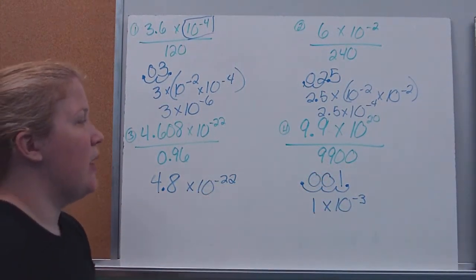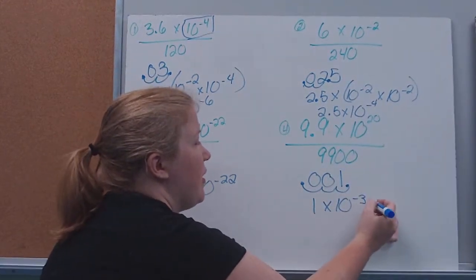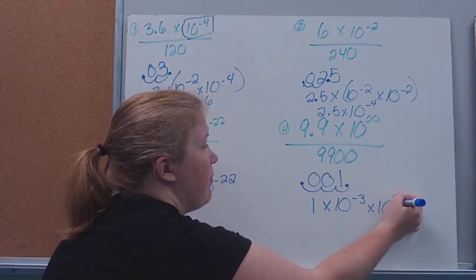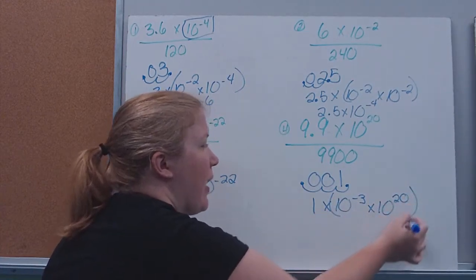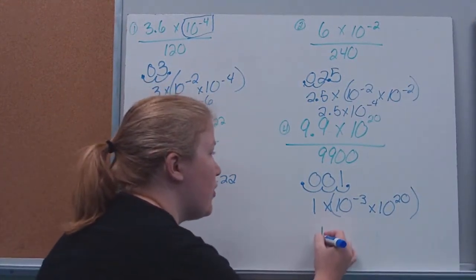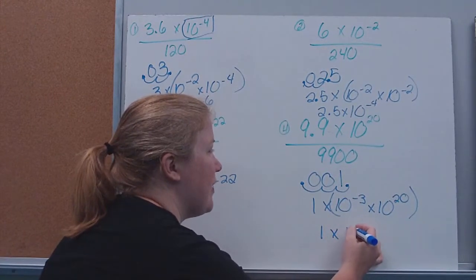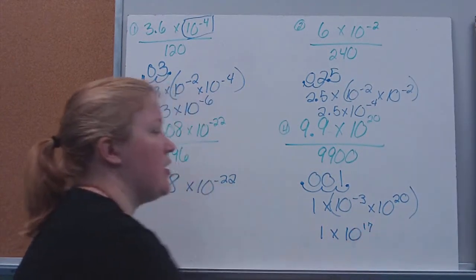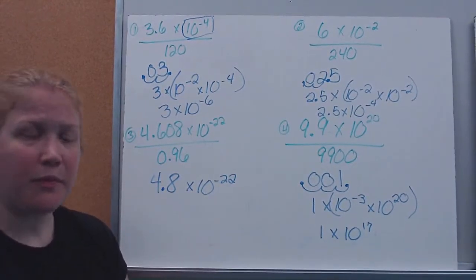Okay. Then we're going to take our original power of 10. We're going to combine our two powers of 10. So I've got 10 to the negative third times 10 to the 20th, which leaves me with 1 times 10 to the 17th power.